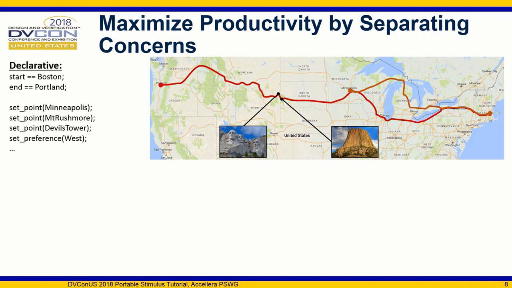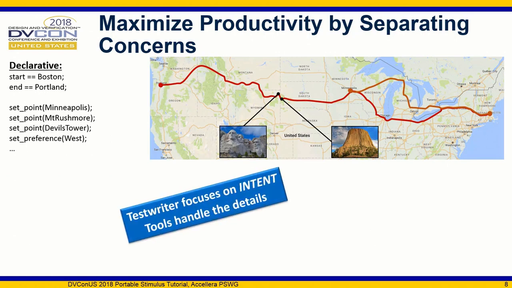So now I have declared what it is I want to do, and I let the tool figure out how I'm going to get there. This is declarative programming. This is not procedural programming. You specify your intent and you let the tool do the work. This is what we're trying to do with portable stimulus.